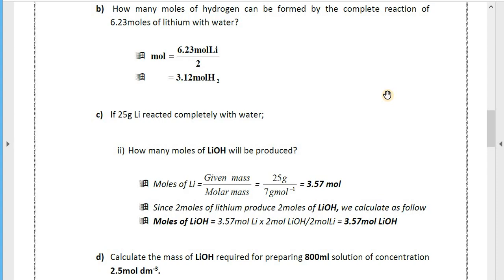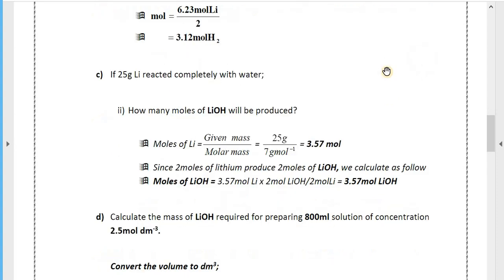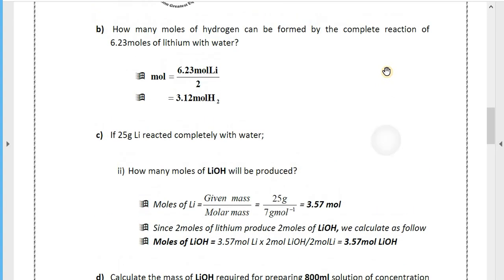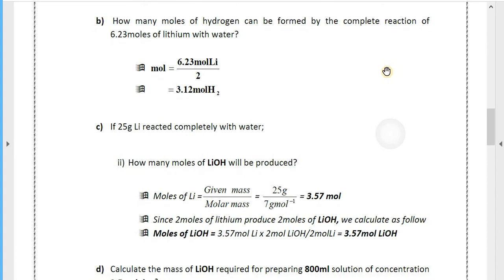Then you put the bigger number on top because it's producing more. 6.23 divided by 2 multiplied by 1. Punch it into your calculator. It gives you the answer, 3.115 moles. And then because here our answer is to 2 decimal places, you say 3.12 moles of hydrogen are produced. So you just use the ratio. The ratio is enough to tell you what the product is going to be.